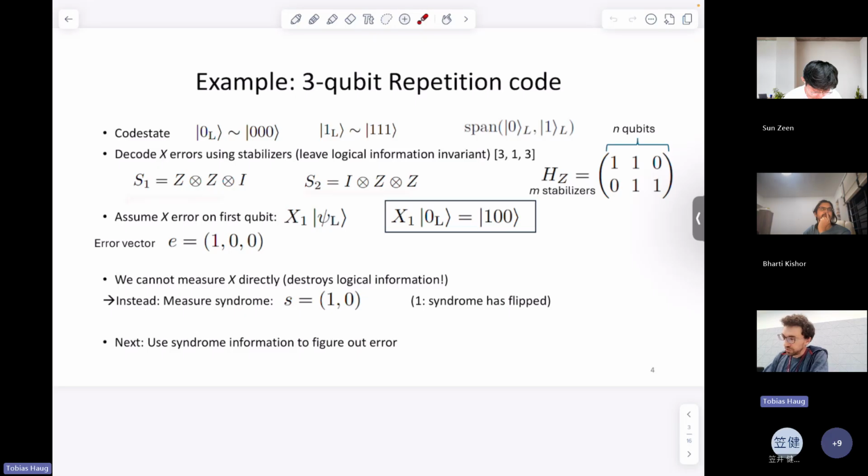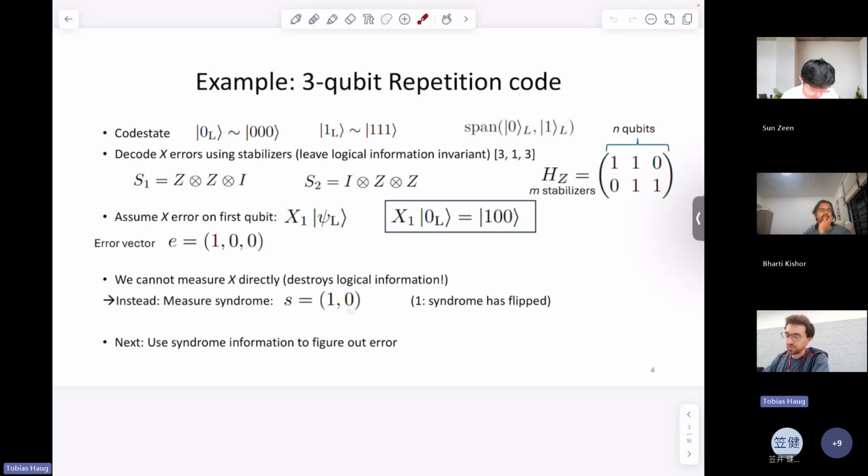Okay, so we can now measure the stabilizers S1 and S2, and we can look at the outcomes. If you measure S1, this is just checking the parity of the first and second qubit. And you can see the parity of the first and second qubit is different, right? Because you have 1, 0. So therefore, the syndrome is flipped compared to what it's usually supposed to be. Because if there's no error, both syndromes should be 0. If you measure the parity, we would get a +1 outcome, which we write in the syndrome vector as a 0.